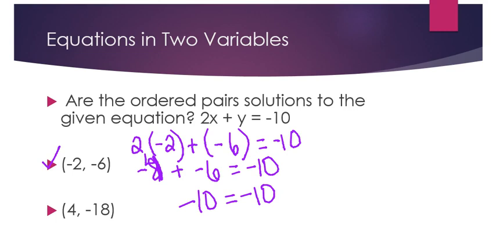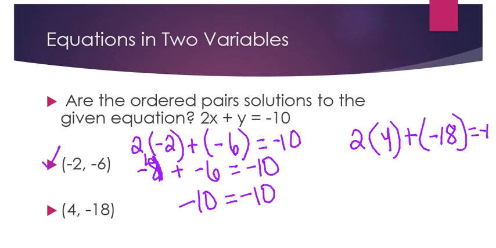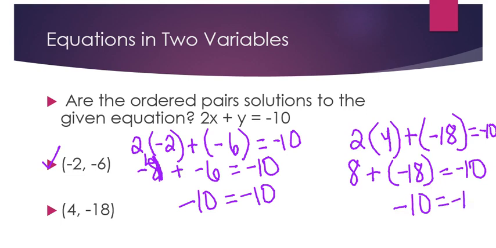So now let's look at the second one. 2 times 4 plus negative 18, and it equals negative 10. Okay, 2 times 4 is going to give me 8 plus negative 18 equals negative 10. 8 plus negative 18 is negative 10. So this one is also a true statement. So (4, negative 18) is also a solution.